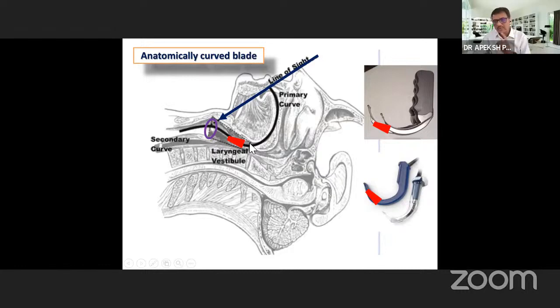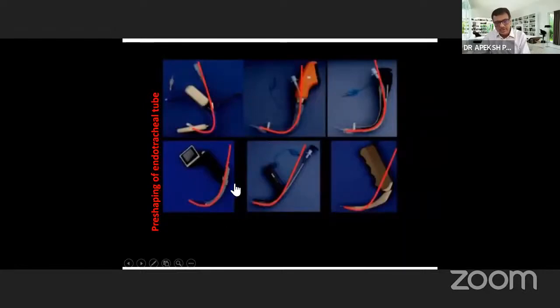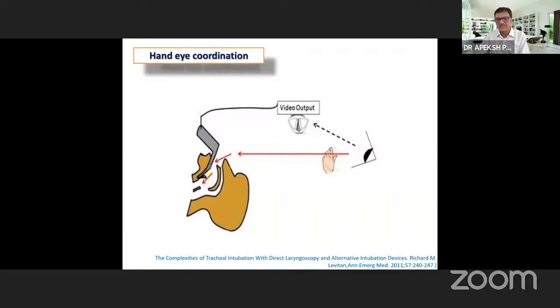And we need to use the pre-stylated endotracheal tube, and pre-shaping as per the curve of the oropharynx, as per the curve of the laryngoscopic blade, is mandatory. So you need to pre-shape as per the curve of the laryngoscope. Usually a J-shape or hockey stick pre-shaping is sufficient for most video laryngoscopes.